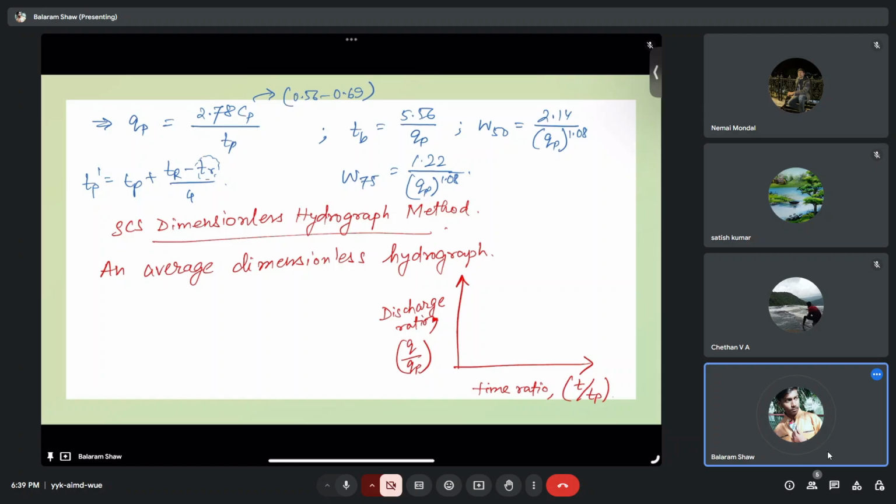So here QP, we know that this is the peak discharge and Q is the discharge at any point, right? And TP again is the time at the peak, time to peak. Okay, so something like this will come.